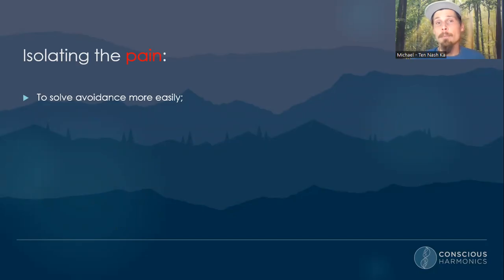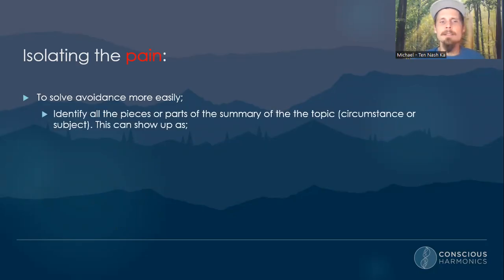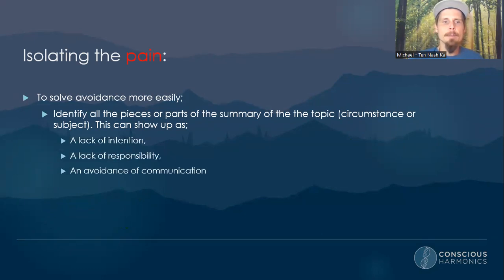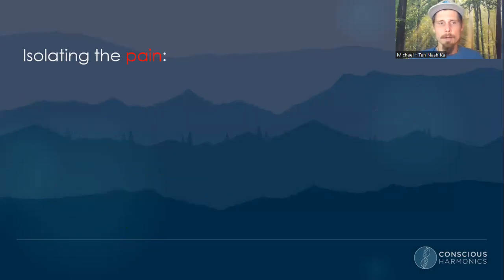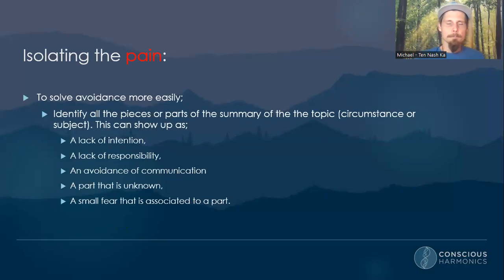is to grab a pen and paper and begin to identify all the parts or pieces of the summary of the topic, the circumstance or subject. And this can show up, here's just some examples, as a lack of intention, lack of responsibility, an avoidance of communication, a part that is unknown, a small fear that is associated to a part. It could be so many different things, but most of the time it is a piece or a part, a definition, something that we actually are avoiding when the rest of it's okay.